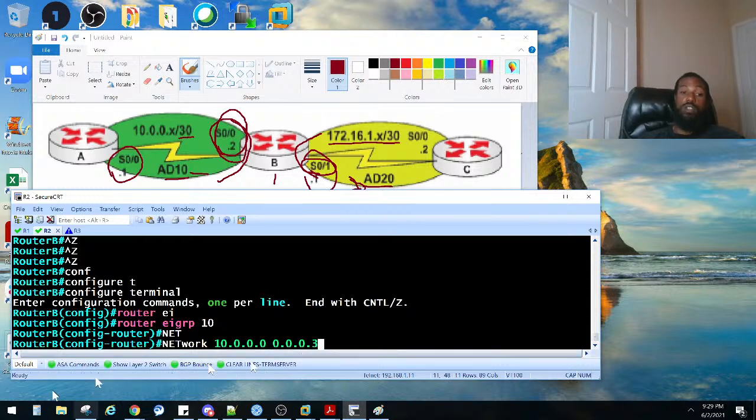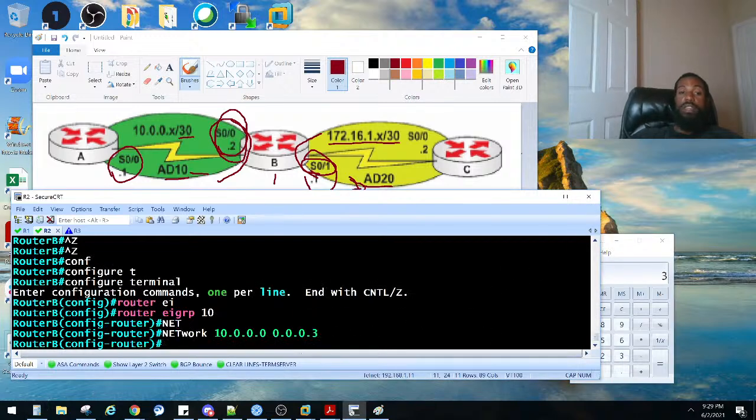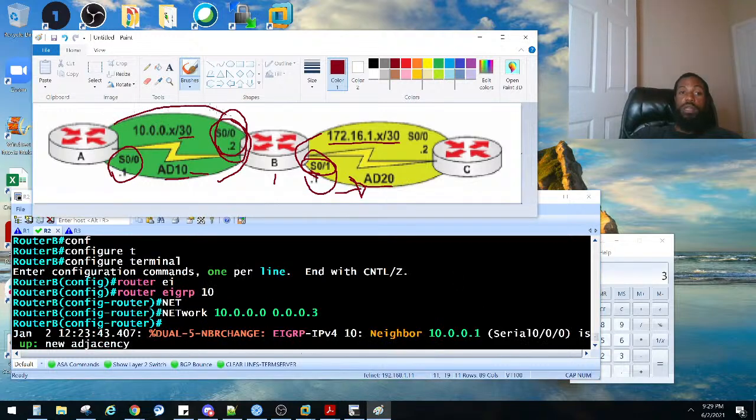And in case you don't know how to figure that out, it's basically the subnet mask, right? We know the subnet mask is 255.255.255.252. We take that last octet and then minus the, or 255 minus that last octet. So in this case, 255 minus 252. That's how I got that 3 right there, right? Press enter. Theoretically, EIGRP should come up between these 2 guys right there.